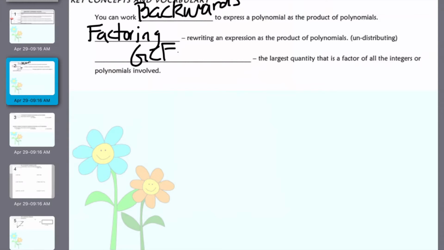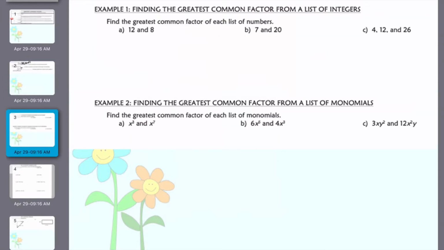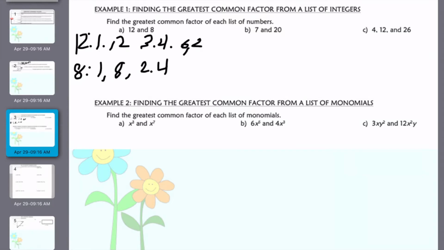So let's start off with some greatest common factor practice. Find the greatest common factor of each list of numbers. If I start with 12 and 8, what I really need to do here is think about what numbers are factors of 12 and 8. Well, 12 can be made up of 1 and 12, 3 and 4, 6 and 2. And I also need to think about what factors make up 8: 1 and 8, 2 and 4. I see here that they both share a 4 as a factor, and in fact, that is the greatest factor that they share. So the greatest common factor between 12 and 8 is 4.